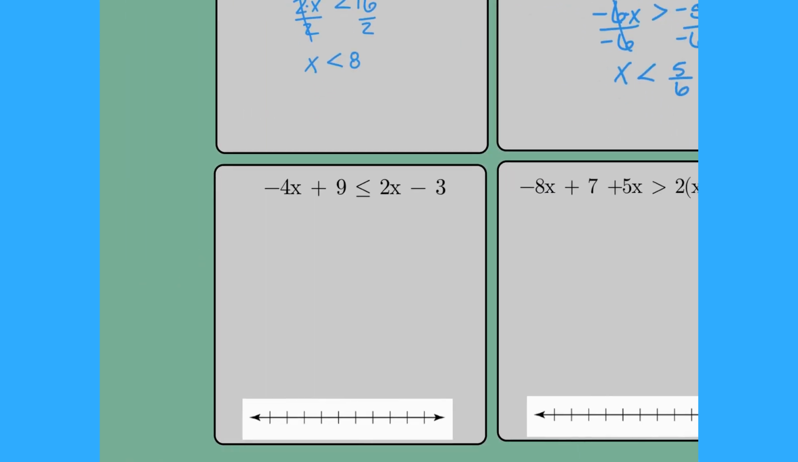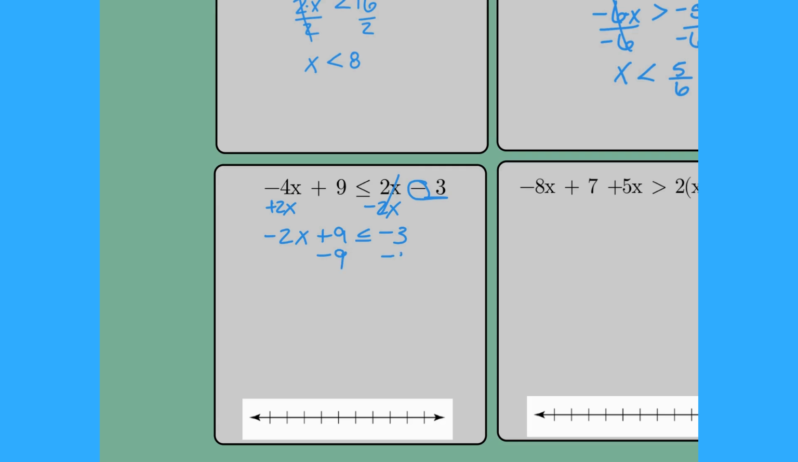Okay. For this one, I'm going to choose to minus 2 from both sides. I could have also done plus 4x on both sides, but again, I like to move my variables to the left. Negative 4x and positive 2x is negative 2x. Again, I'm not going to flip my sign because I haven't multiplied or divided by a negative. And I'm going to make sure I bring this minus sign down because it's attached to that 3. And then we continue solving.